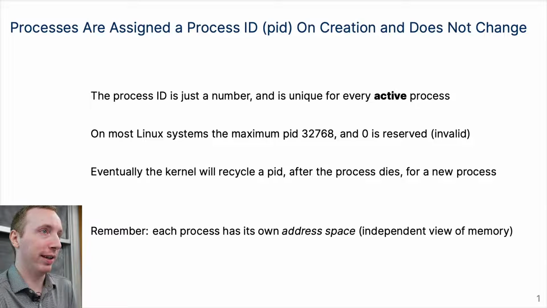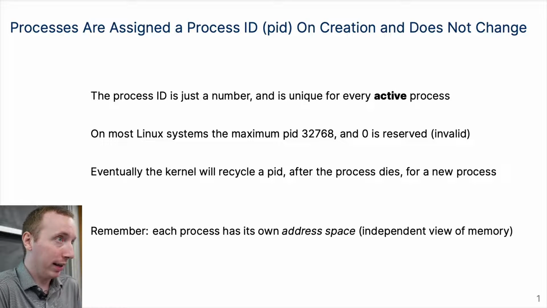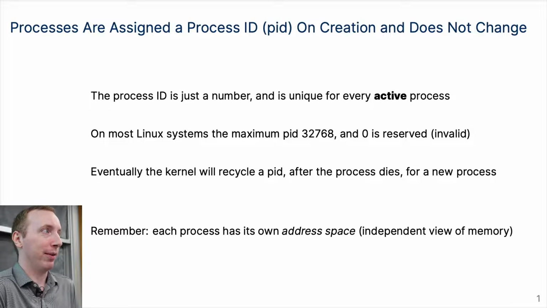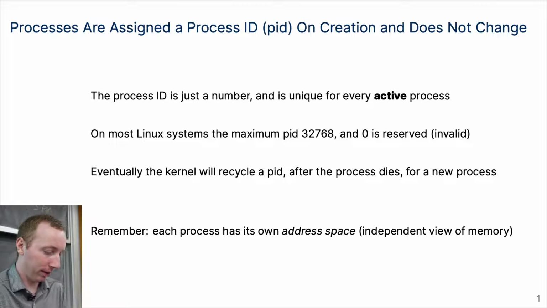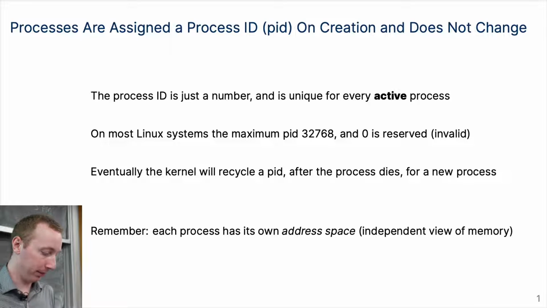But on most Linux systems, it's just a number, right? So it has some maximum. For some reason, the maximum is like 32,000, and then 0 is reserved as an invalid number, or just an invalid number to signal a return value. And then eventually, right, you're going to probably run out of numbers if you never reboot your computer. So the Linux kernel will recycle a process ID, right? So if I'm process ID 1000, I die, then I'm no longer running, so process ID 1000 is no longer in use. So if a new process starts, the kernel could assign it process ID 1000.